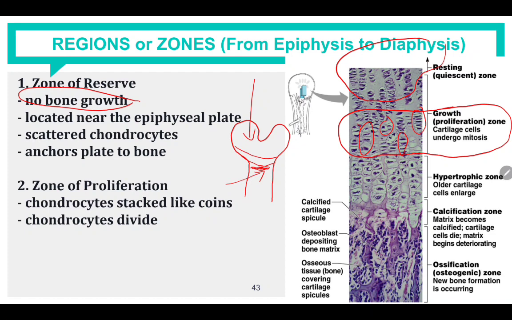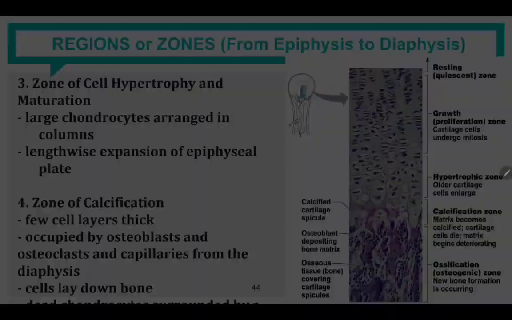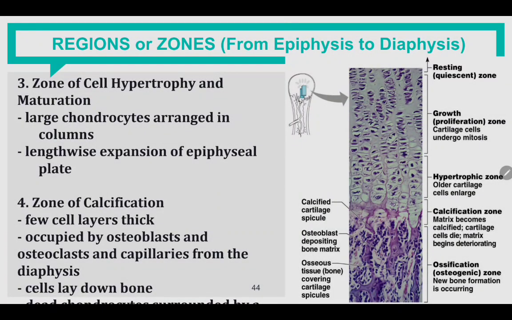Okay? So, let's move on sa next area. The number 3, we have the zone of cell hypertrophy and maturation. Okay? Here, sa hypertrophic zone natin, guys, no? The large chondrocytes are arranged in columns na. Okay? And they mature. Lengthwise expansion of the epiphyseal plate. So, lumalaki siya. Okay? Palaki siya, pahaba. Ito yung area, guys, no? Kung saan magtaas yung mga buto natin. Okay? Dito nangyari yon sa hypertrophic zone.